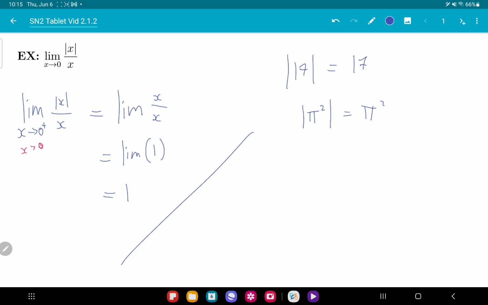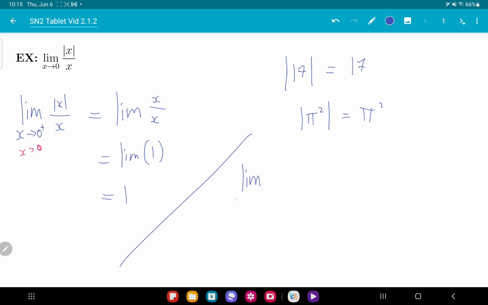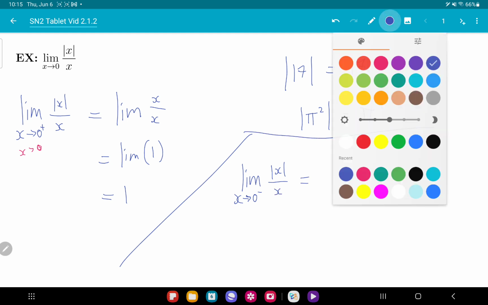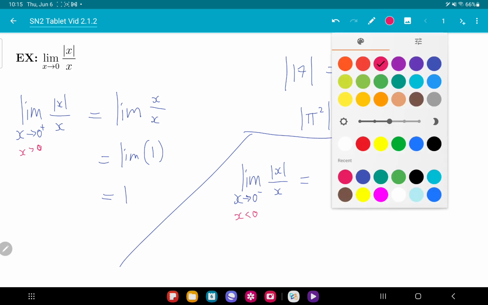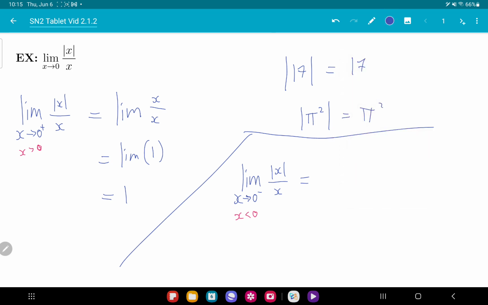Okay, how about the other limit here? The other one-sided limit. x goes to 0 minus of absolute value of x over x. Okay, now it's different. x is less than 0 now. So what does absolute value do to a negative number? Well, it makes it positive, right?